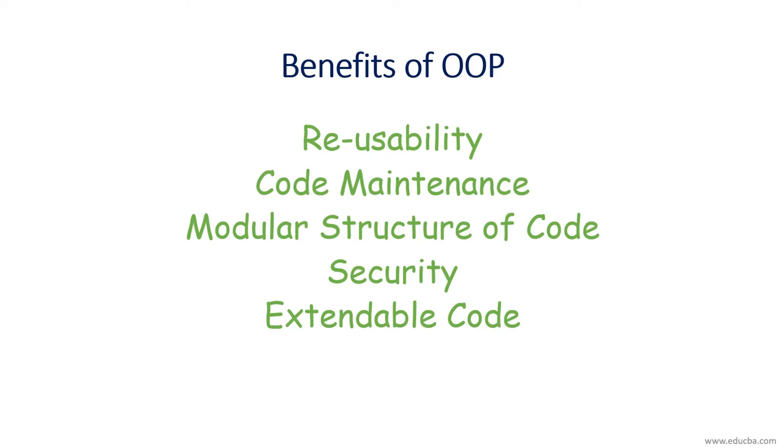Let's see its benefits. Code reusability: we can reuse our code by using objects of the same class. Code maintenance: we have smaller code rather than longer code as in procedural programming. Modular structure of code: we have modules of code so they are easy to manage. And security: we have an important concept called data hiding. We will discuss it later. And extendable code: in object-oriented programming, we can extend our code up to so many objects of the same class.